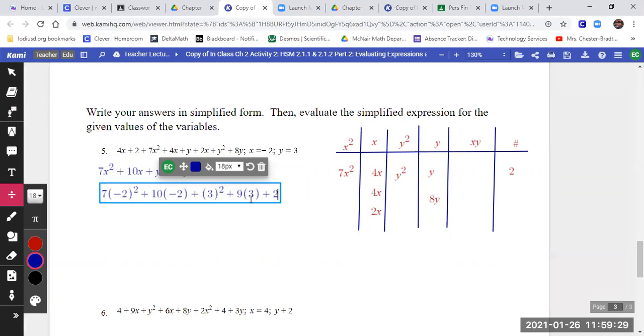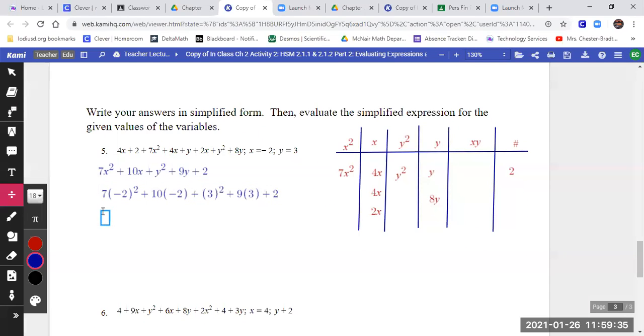For this problem, like Christian said, our first thing we have to do is these exponents. We are not changing the 7. We're just doing the exponent piece, and that says -2 to the second power. So what is -2 to the second power going to be? 4, because -2 times -2 makes +4. We did not change the 10. We did not change the -2.